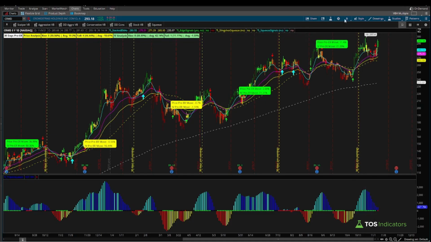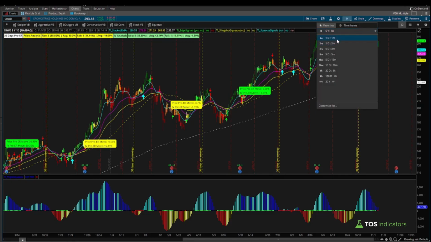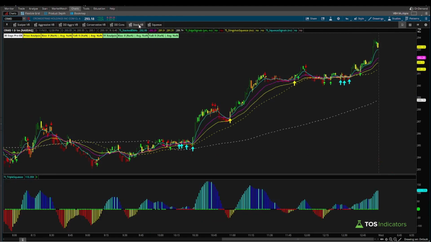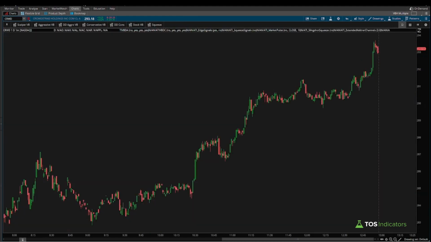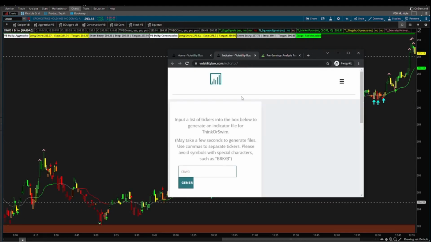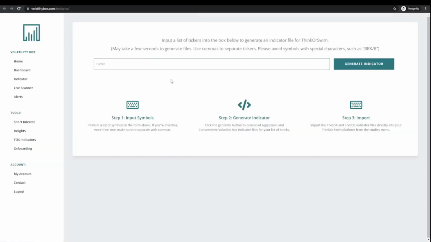Now let's get into how we can play this on a more nimble intraday time frame chart. And that's where we can use our 1 minute time frame chart along with our stock volatility box zones. Now, for all Volatility Box members, you can download the Volatility Box for CrowdStrike inside of the indicator page.